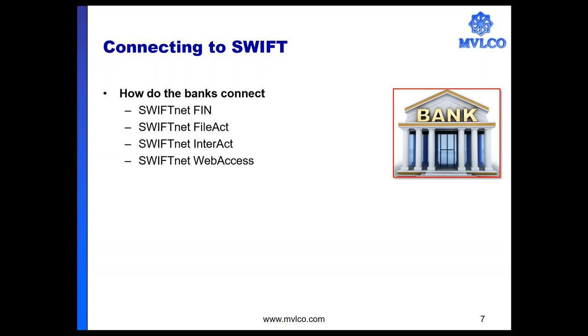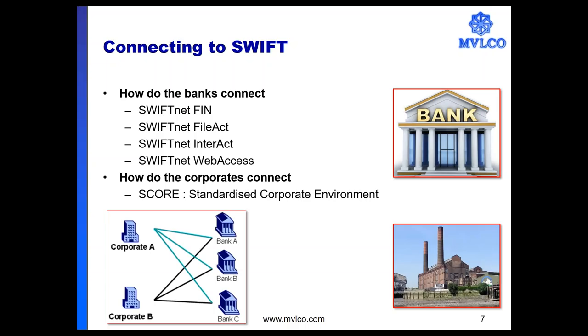Now let's understand how the corporates would connect to the Swift mechanism. There are three basic methods of how corporates would connect. The first mechanism which is used by a corporate to connect to Swift is called the SCORE, the Standardized Corporate Environment. Now the Swift for Corporates initiative was initially introduced in 1999 in a limited form. SCORE in the current form was introduced in January 2007. Now using this SCORE, a corporate can communicate with any bank having Swift connectivity.